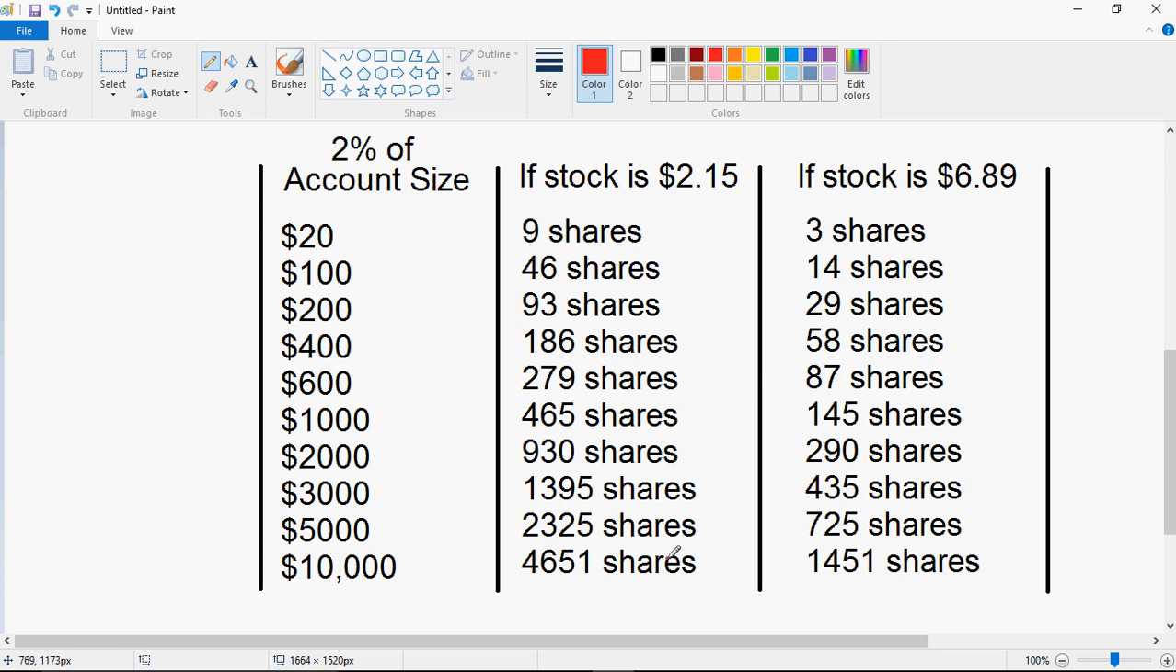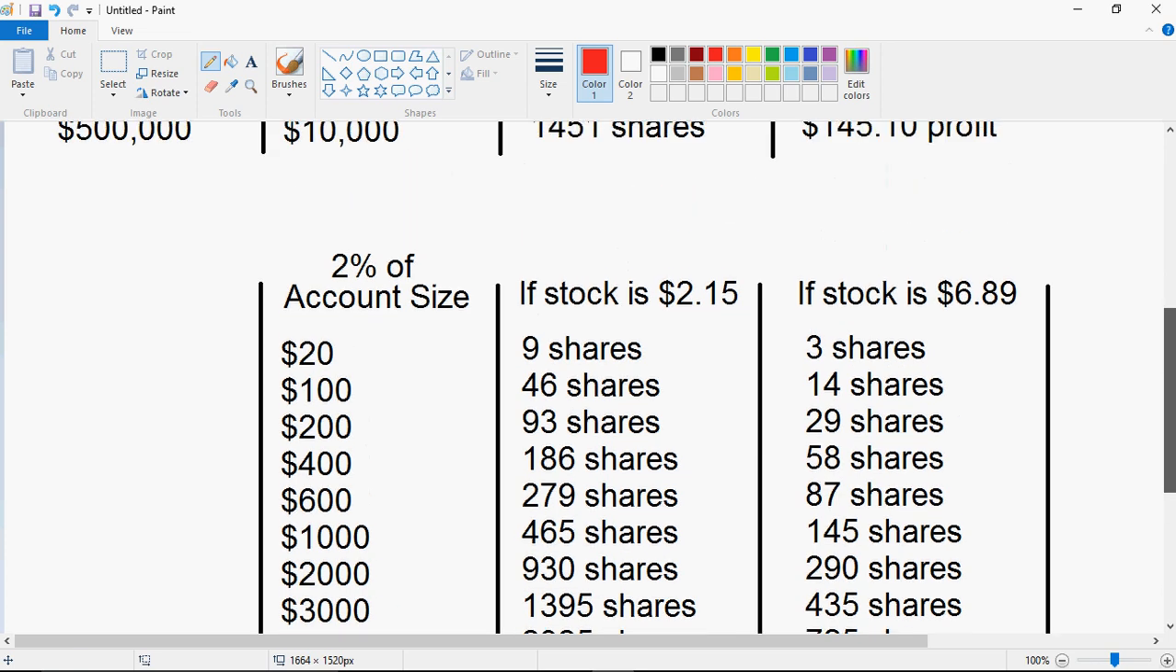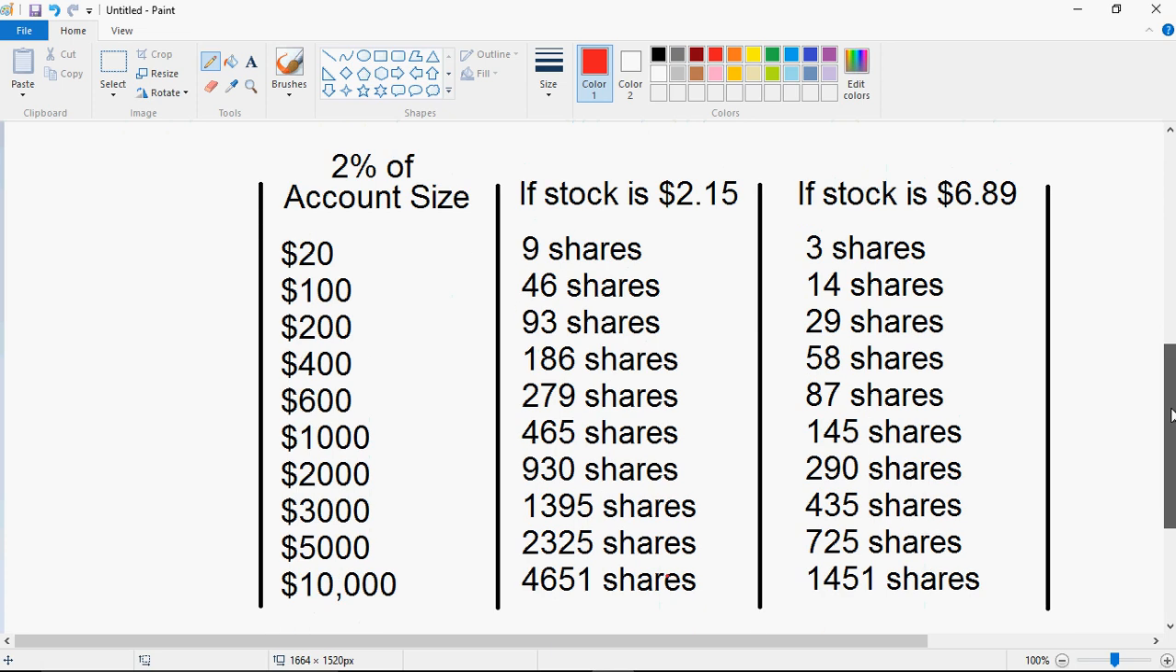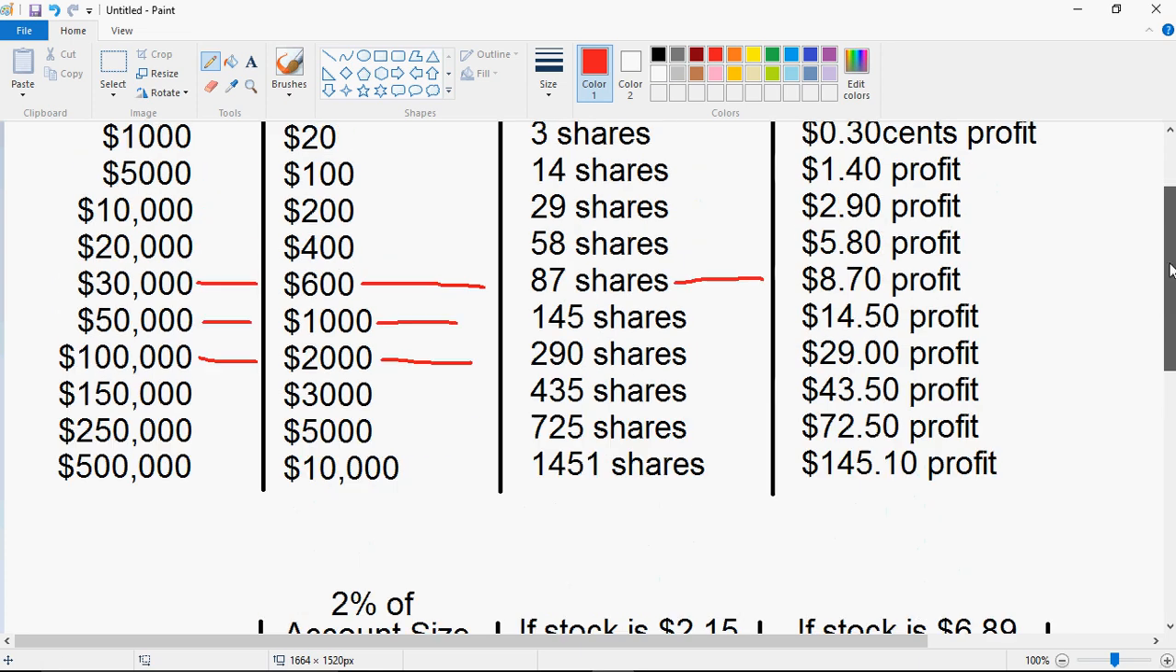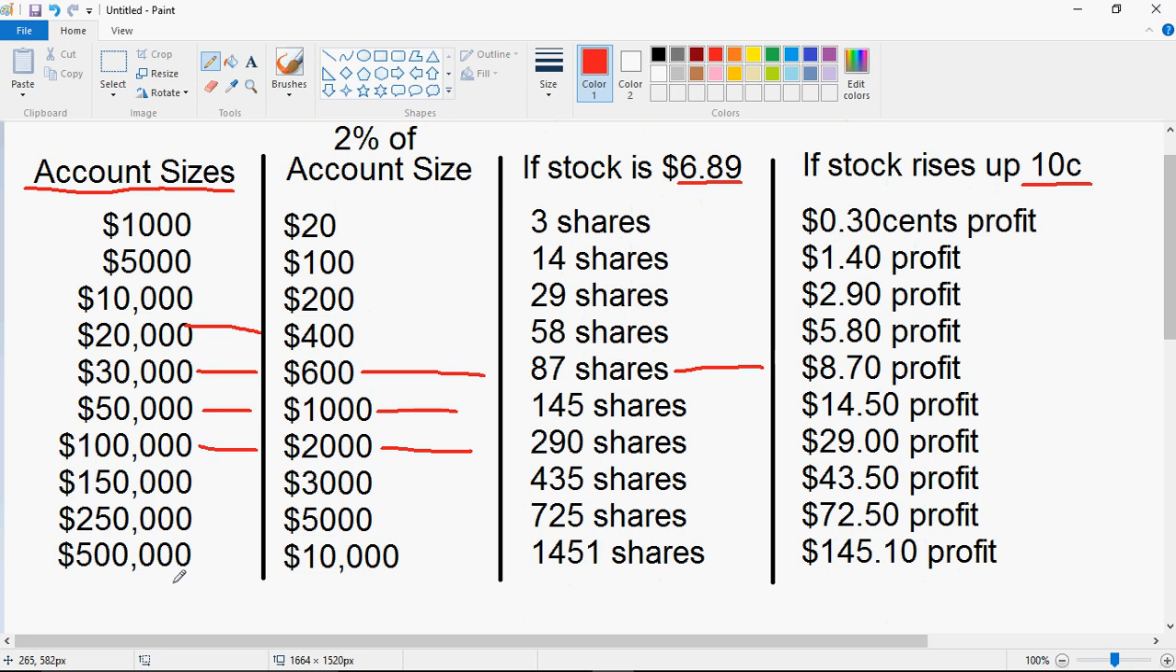Now, what if it rose up a dollar? That means with just, what account size? With just $2,000. So actually, you don't really have to have this amount of money. If you have $2,000 and you focus on stocks that's maybe $2 or less, and you can get the stock to rise up 50 cents or more, you could make some good dough with just $20,000.